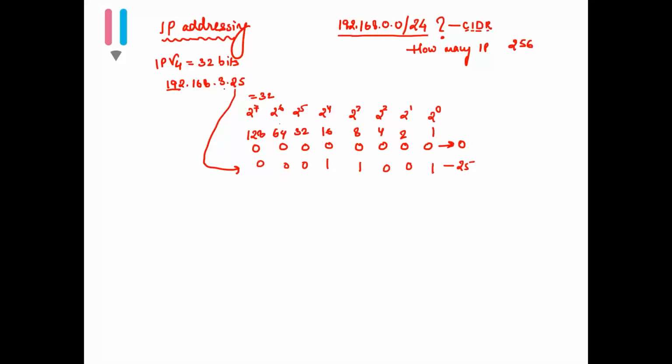And if I have to write 3, how will I be representing 3? So 3 is 2 and 1. Remaining all the digits will be 0. This is how I can write 3. Similarly, if I have to write 168, then 128 is fine, but I cannot take 64 because it will be more than 168. So 128 plus 32 is 160, and then 8 more. So this is simply 168.